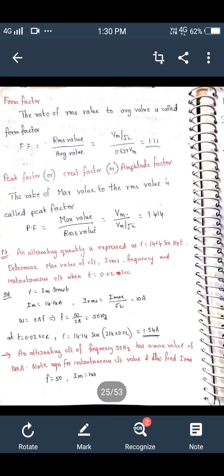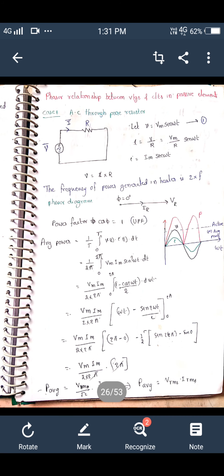So to understand these definitions, I take one simple example. You practice once, just apply what you can understand. If any AC quantity is given a value of 230 volts, that value is always the RMS value. If it is single phase, that is the phase value, the RMS value. We'll say about the three-phase system later.